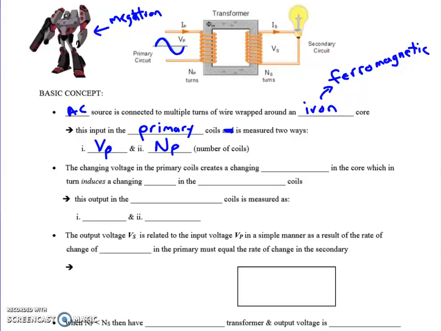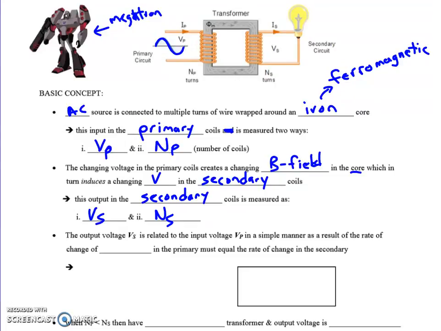So we've got a changing voltage in the primary coils, and that creates a changing B field in the core. The core just enhances that, just like we saw for electromagnets, which in turn induces a changing voltage or EMF in the secondary coils. That's Faraday's law. And so the output in the secondary coils is measured two ways, and not surprisingly, it would be our secondary voltage and the number of windings around the second part of the core here.